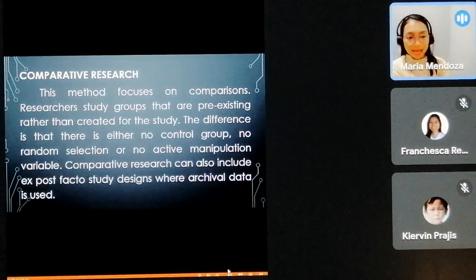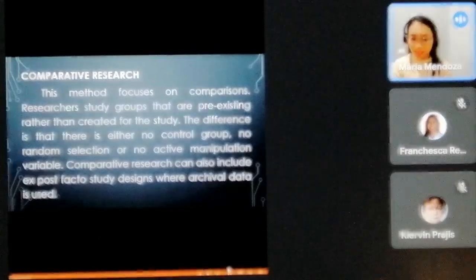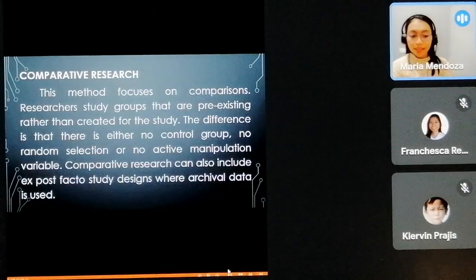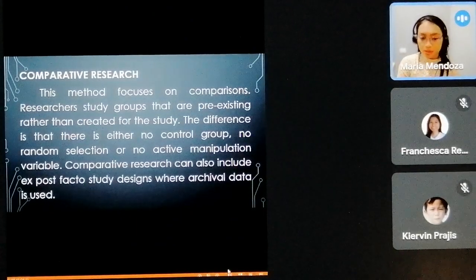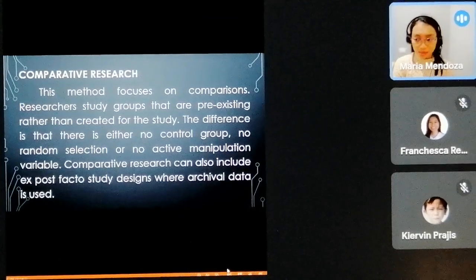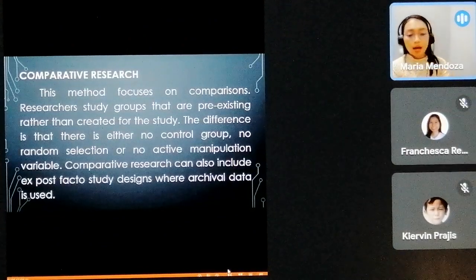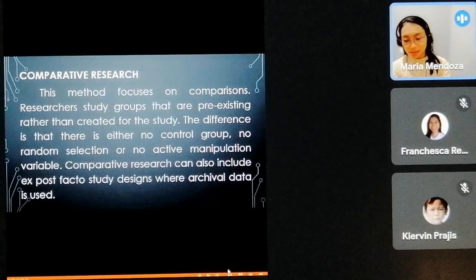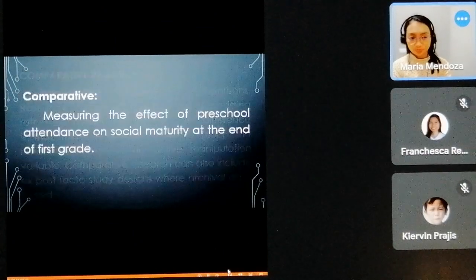The difference is that in comparative, no control group, no random selection, and no active manipulation of the variable. Okay? So comparative research can also include ex post facto. So ex post facto will be discussed for sa mga susunod po nating discussions. There are archival data used. So that is a comparative research.